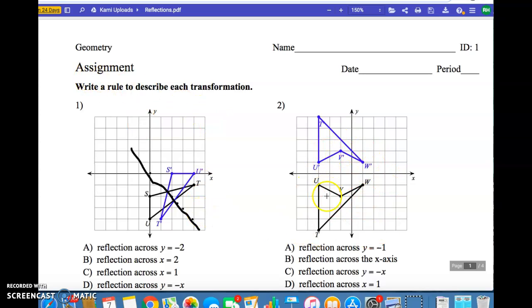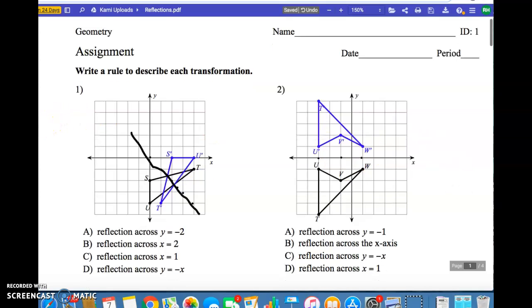On this one, you're going to look and basically find the points. U and U prime here, the midpoint is right there. V and V prime, the midpoint is right here. And W prime is right there. So it's a horizontal line going through. You guessed it, y equals 0, which is the x-axis. So that's going to be that choice. Just be careful, find the midpoints, and you'll find out what the reflection line is.